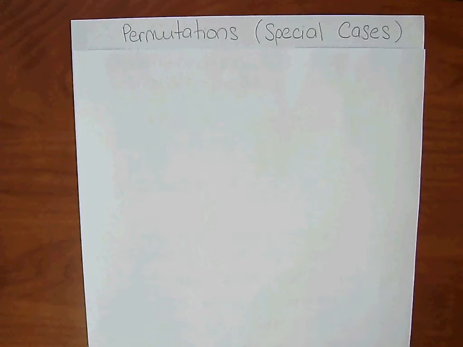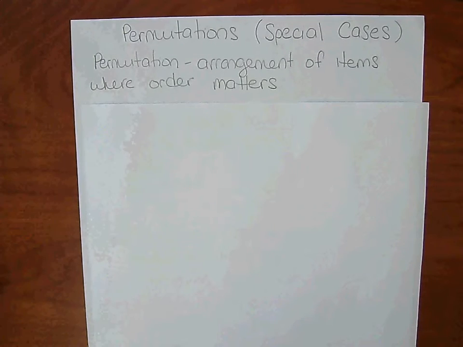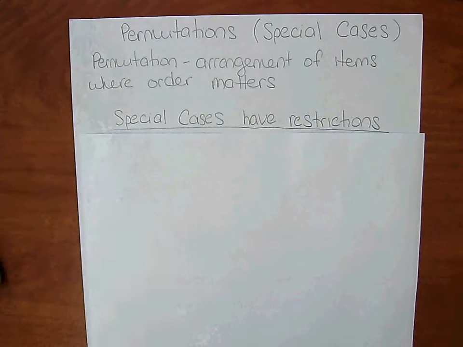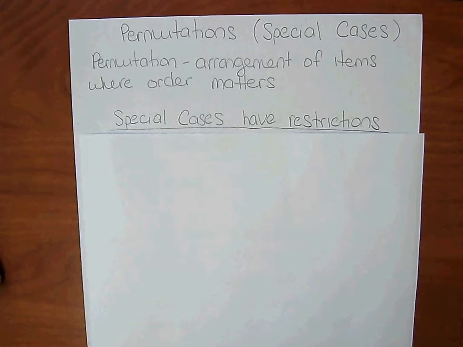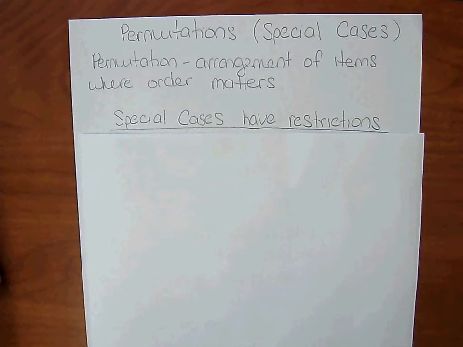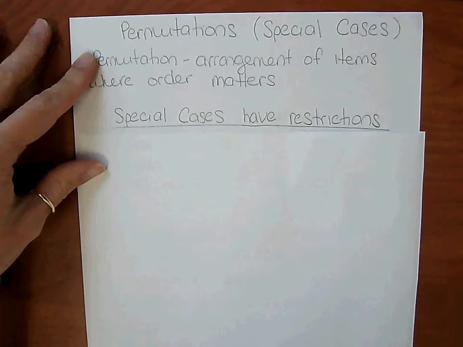Permutations with special cases. Permutation is an arrangement of items where order matters. When we have a special case, it's because there have been some restrictions on how the items can be arranged. Now the way to solve a permutation with the P and then M choose N doesn't necessarily work when there are restrictions. And I'm going to give you a cheat sheet of situations where this could happen.